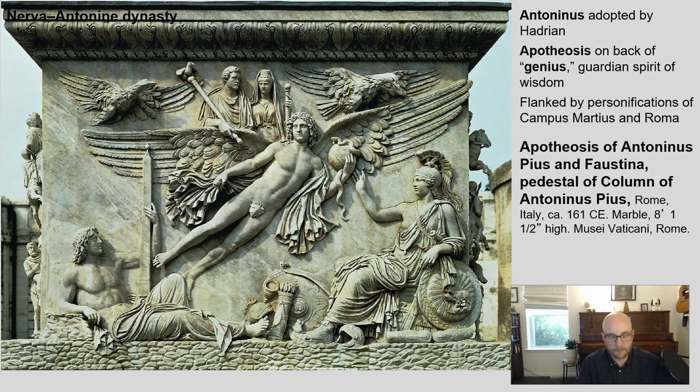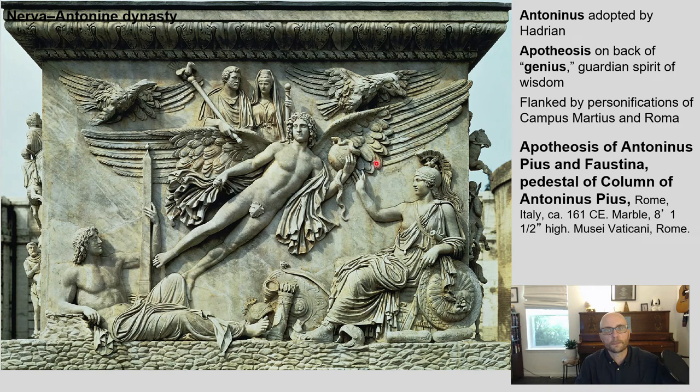This is from the column of Antoninus Pius. On one side, we see kind of a typical imperial Roman image. We see an apotheosis, and you guys know what that is. We see Antoninus, and we also see his wife carried on the back of a Greek genius, which were spirits of wisdom.